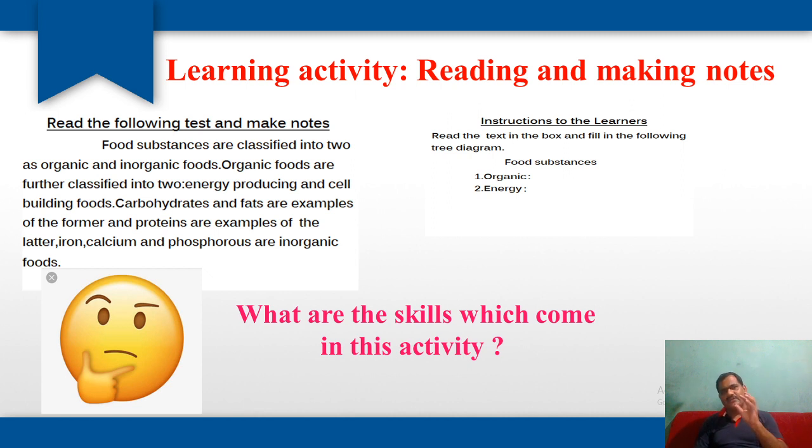So the student will read the text, then fill the tree diagram. So here the tree diagram is food substances, that is organic and energy. If such type of the activity is also performed, what are the skills involved here? You can find there are 2 skills. You can find that is the reading and also the writing.